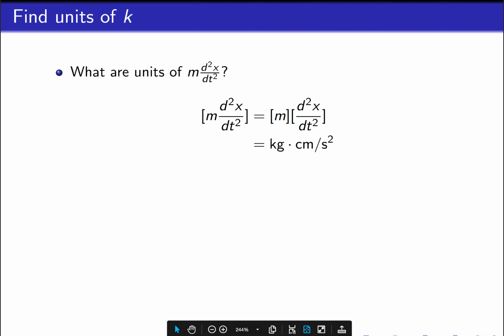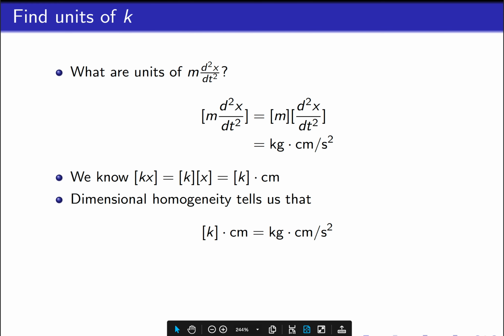So this gives us the units of that first term. For the second term, the units will be the units of k times the units of x, which are centimeters. So the second term units will be the units of k times centimeters. And dimensional homogeneity says that the units of both of these terms have to be the same. So the units of k times centimeters has to be the kilograms times centimeters per second squared.